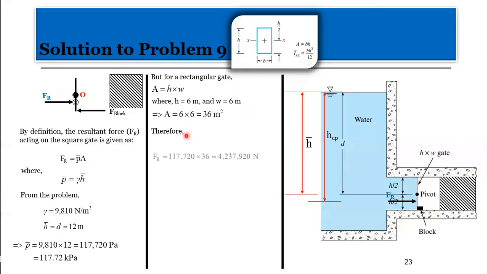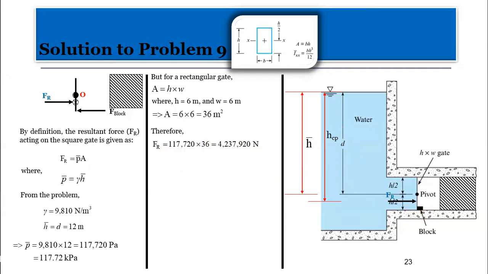So this implies that my FR is simply 117,720 times 36, and this is what? 4,237,920 Newtons. So this is actually the resultant force exerted on the gate by the water. So how much force will be exerted on the block?